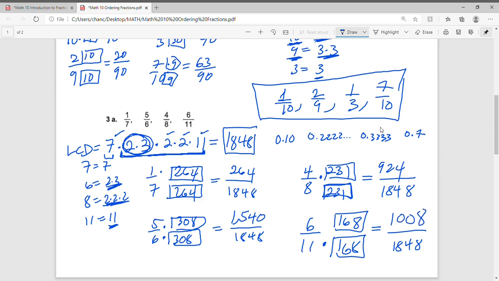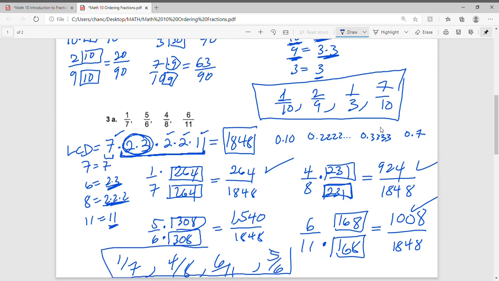Now I can check to see who's the smallest fraction. This number is the smallest number. So we're going to say 1/7 is the smallest fraction. The next smallest is this number. So the next fraction is 4/8. And then we have this one third, so we have 6/11. And then finally 5 over 6 must be the largest fraction. And that's it. That's how we do these questions. You get the common denominator first. Then you can clearly tell by looking at the numerator who's the smallest and who's the biggest.